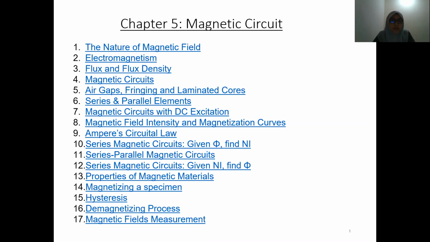Today we are covering Chapter 5, on the topic of magnetic circuits. In this topic, we will cover several subtopics related to magnetic circuits. You can see here, the first is the nature of magnetic fields.